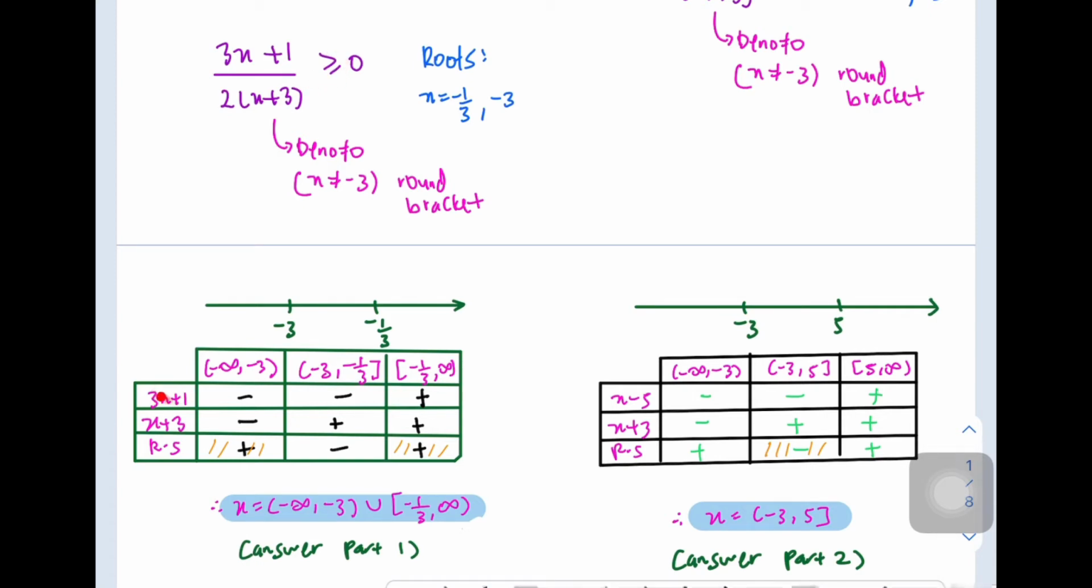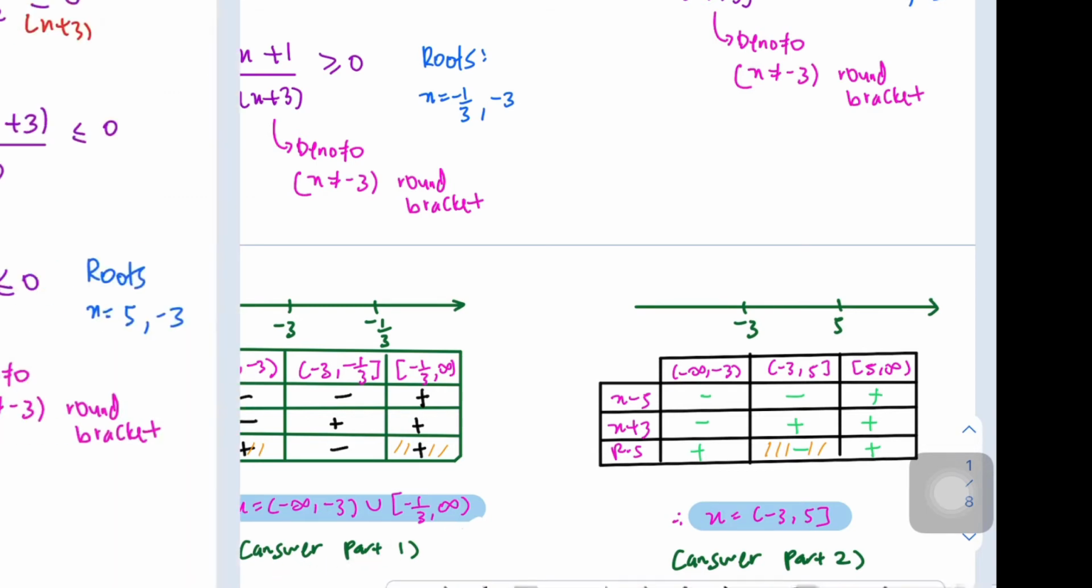So let's fill in your factors, and let's fill in your sign table. Then we want a positive sign. So this is our answer. x is from negative infinity until negative 3, union negative 1 over 3 included until infinity. So this is the answer for part 1.